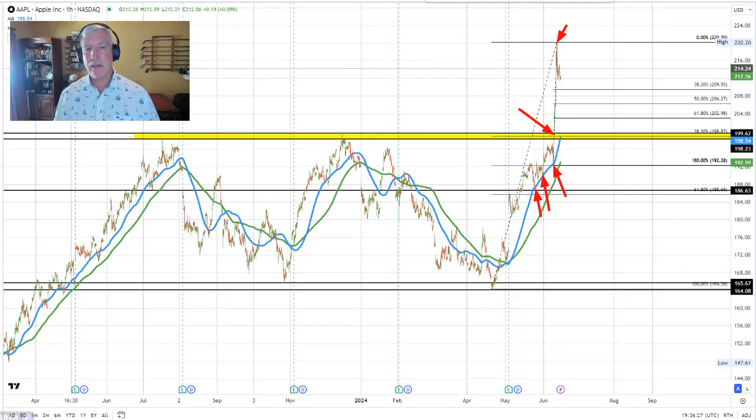And if you take a closer look at the Fibonacci retracement of this last move to the upside, this is the last trend move from the low right after the developers conference to the high price that we saw a few days ago. The 38.2 to 50% retracement of that move comes in right at this area right through here.